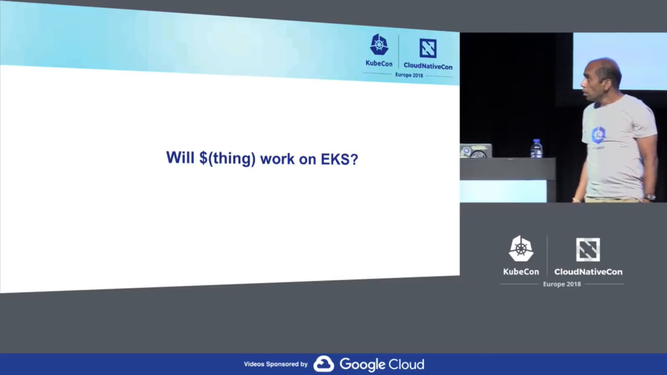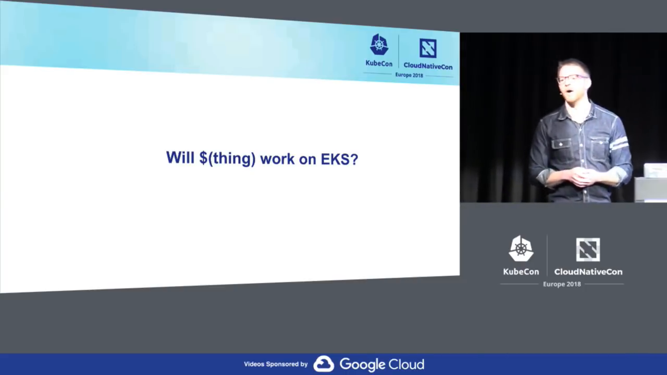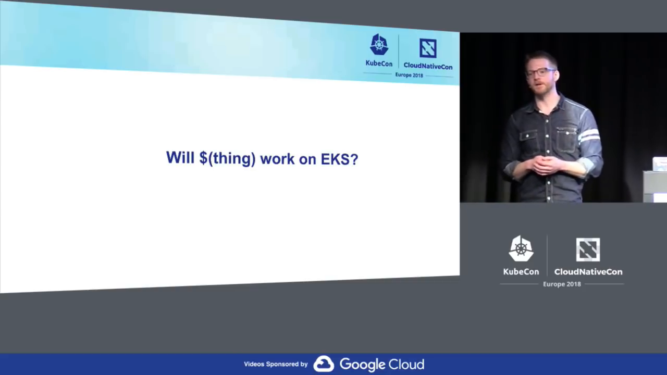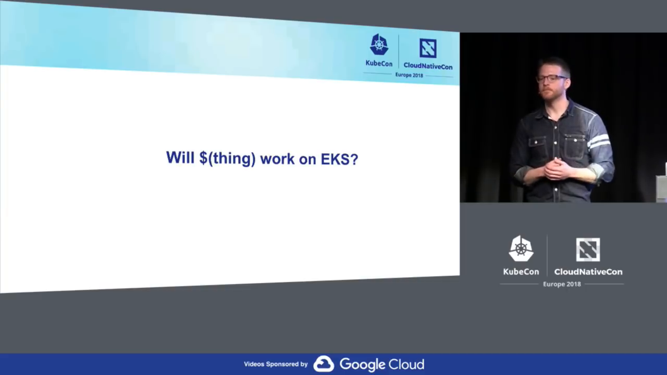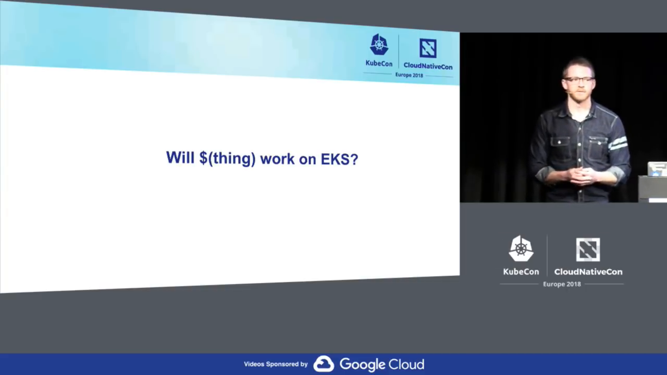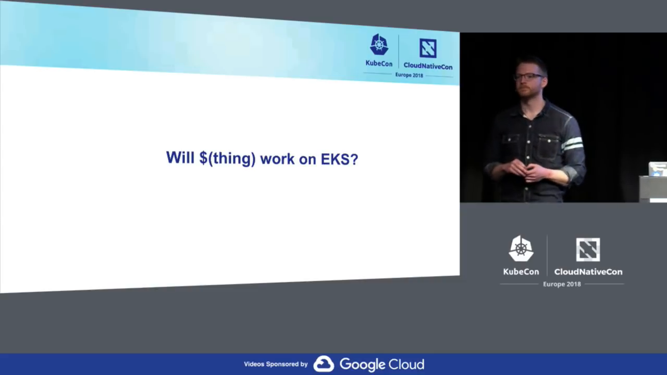Right. Something else to add to that, for example, is we don't have alpha API features enabled on the masters. So if you want to take advantage of alpha features, you would need to still run your own cluster for the time being, right? So, slight differences there. Are there any plans to support Windows workloads?